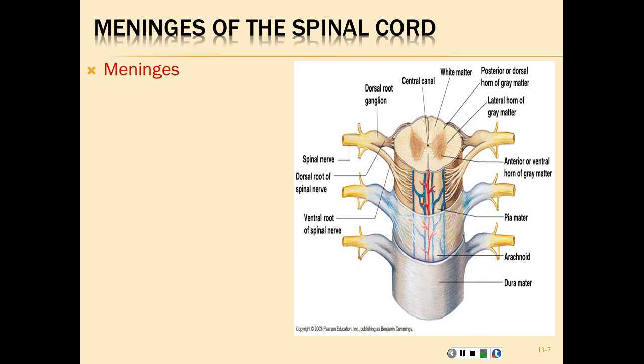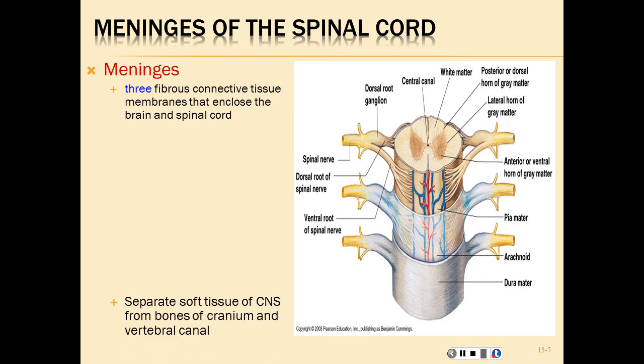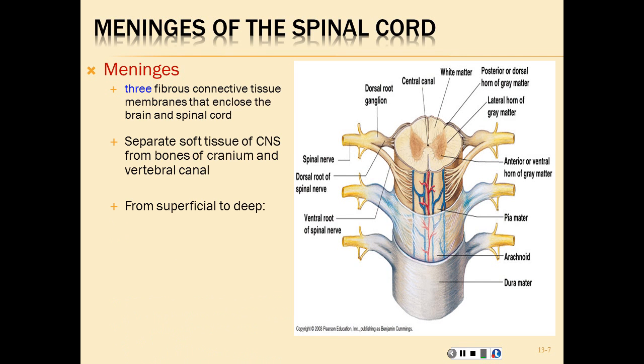Now let's take a look at the meninges. The spinal cord and the brain are enclosed in three fibrous connective tissue membranes, and they're called the meninges. There are three layers. From superficial to deep, we have the dura mater, the arachnoid mater, and the pia mater. In this diagram, you see the dura mater, the arachnoid mater, and the pia mater, which you don't really see because it's very translucent.